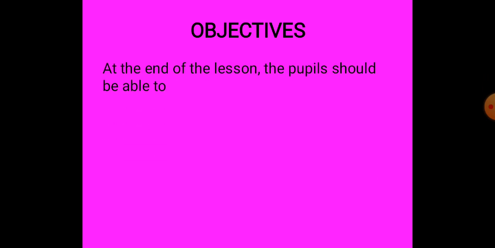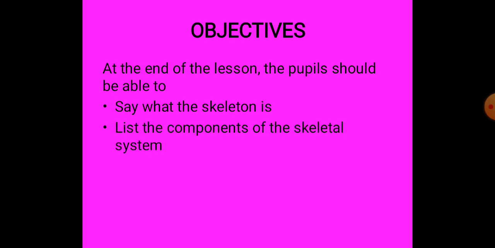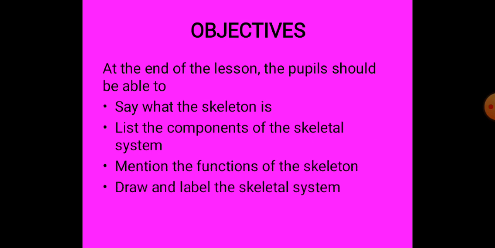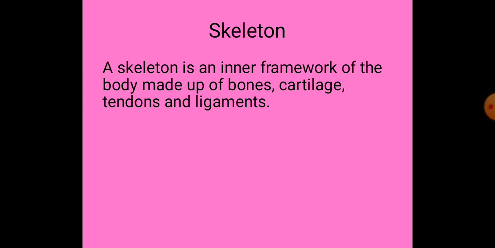At the end of this lesson, I want every child to be able to say what the skeleton is, list the components of the skeletal system, mention the functions of the skeleton, draw and label the skeletal system, and have fun with our class activities. What is the skeleton? Skeleton is an inner framework of the body made up of bones, cartilage, tendons, and ligaments.